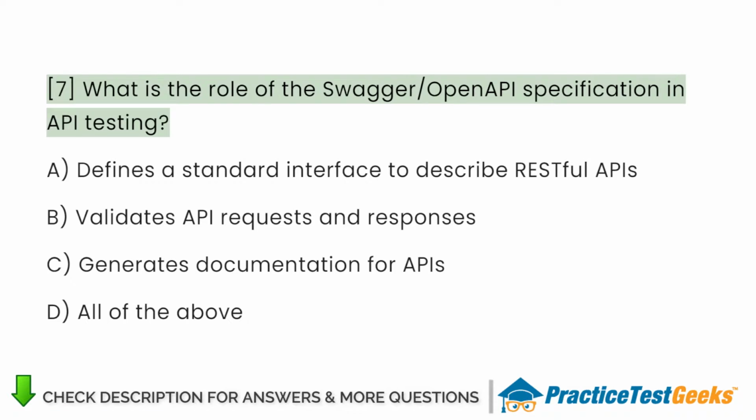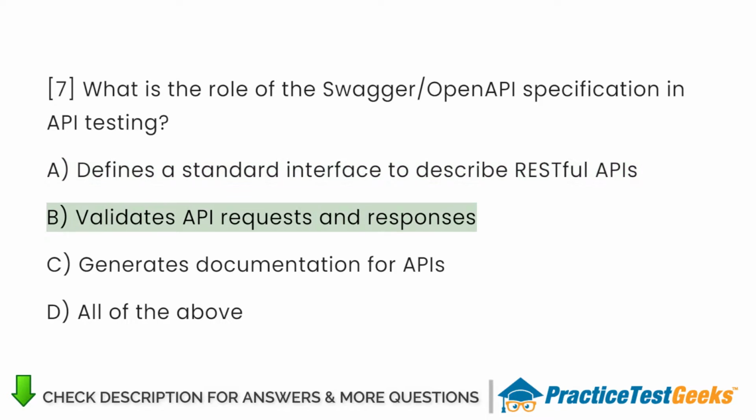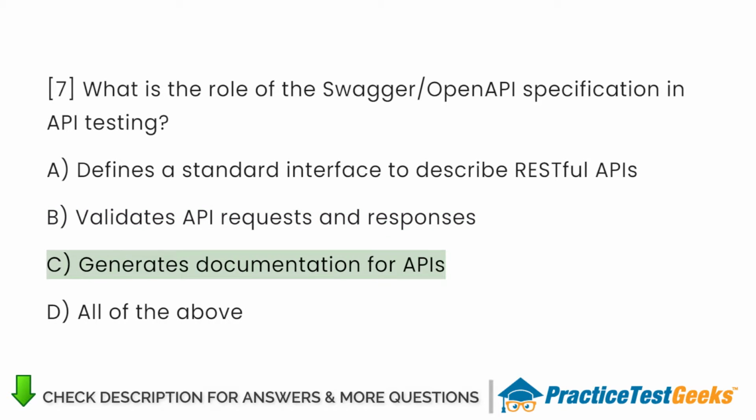What is the role of the Swagger OpenAPI specification in API testing? A. Defines a standard interface to describe RESTful APIs. B. Validates API requests and responses. C. Generates documentation for APIs. D. All of the above.